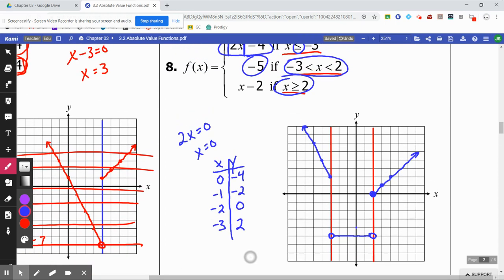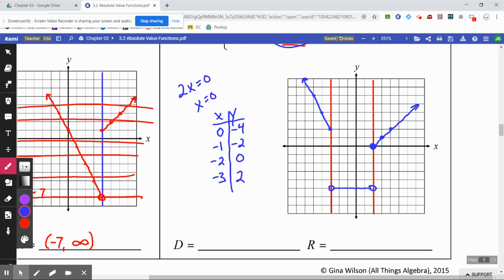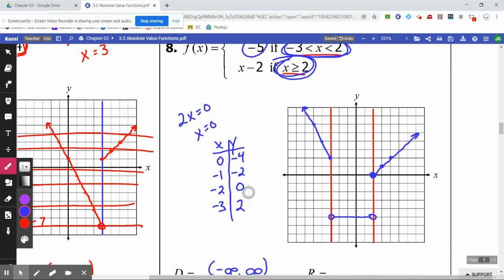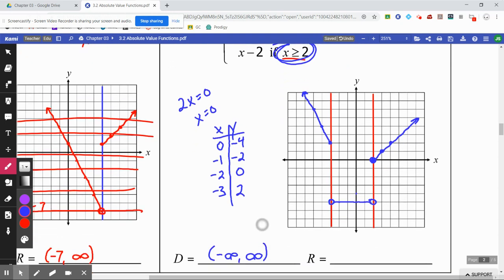Now, what values of x can I plug in? There are no breaks in your graph as far as x values that can't be accounted for, because this is all values from -infinity to -3, including -3. This is from -3 to 2, not including either one, but you do include 2 here and you go to infinity. So as far as x values, I have them all.